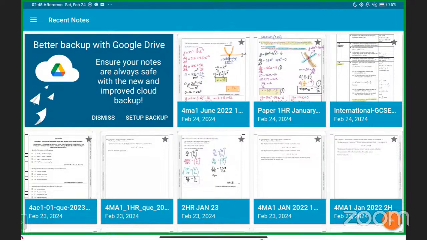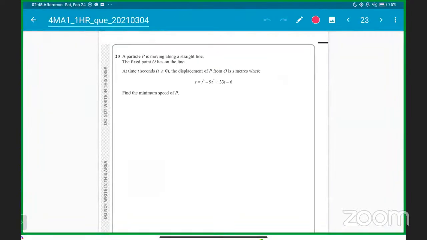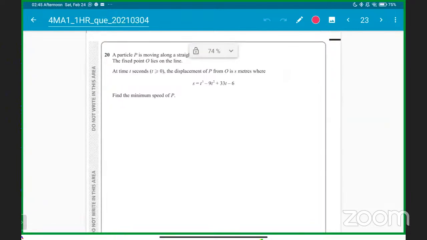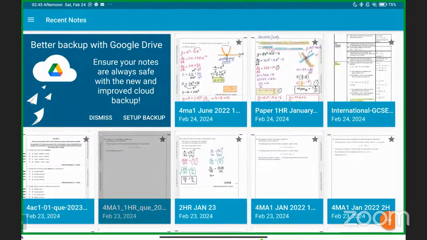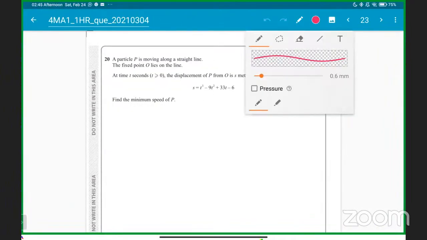Okay, let's talk about another question that is from 2021, which is related to, as I said, the displacement and those things, so that everyone gets an idea about that as well.